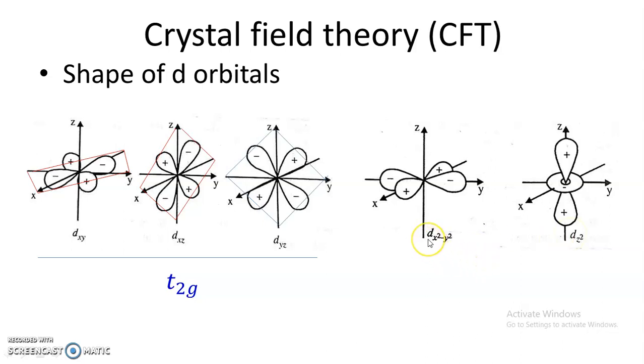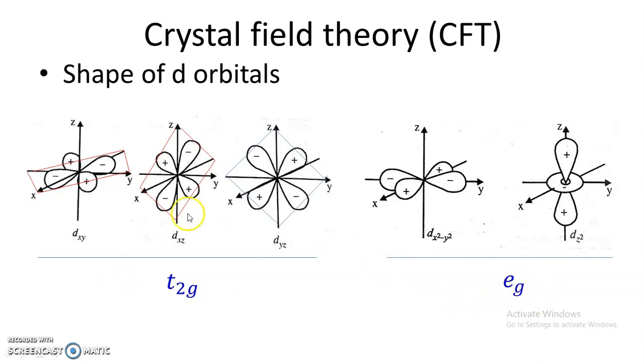So remember, in case of the dx square minus y square and dz square orbitals, the lobes or electron density are oriented along the x, y and z axis, and the set of these two orbitals, dx square minus y square and dz square, is called the eg orbitals. Eg means doubly degenerate gerade orbitals. Gerade stands for orbitals having a plane of symmetry.